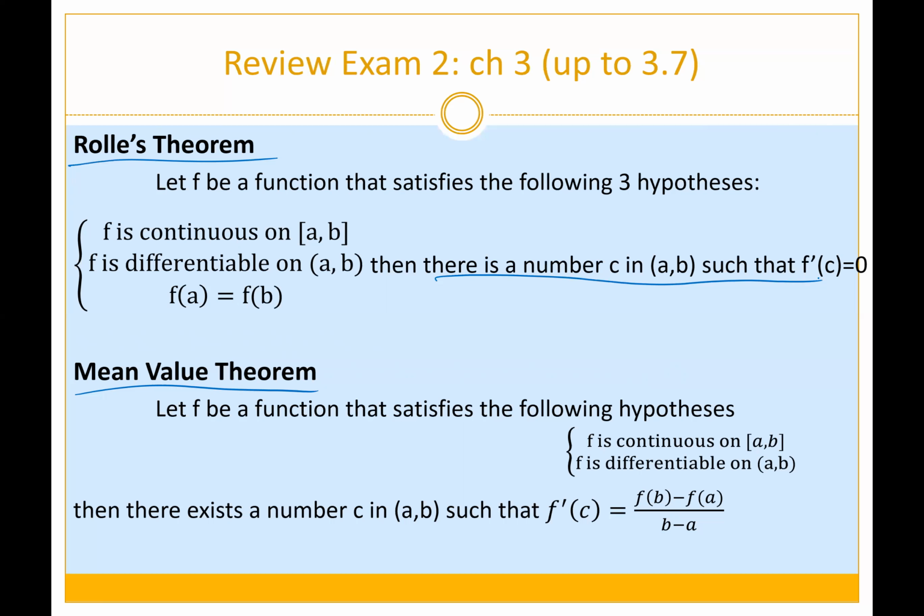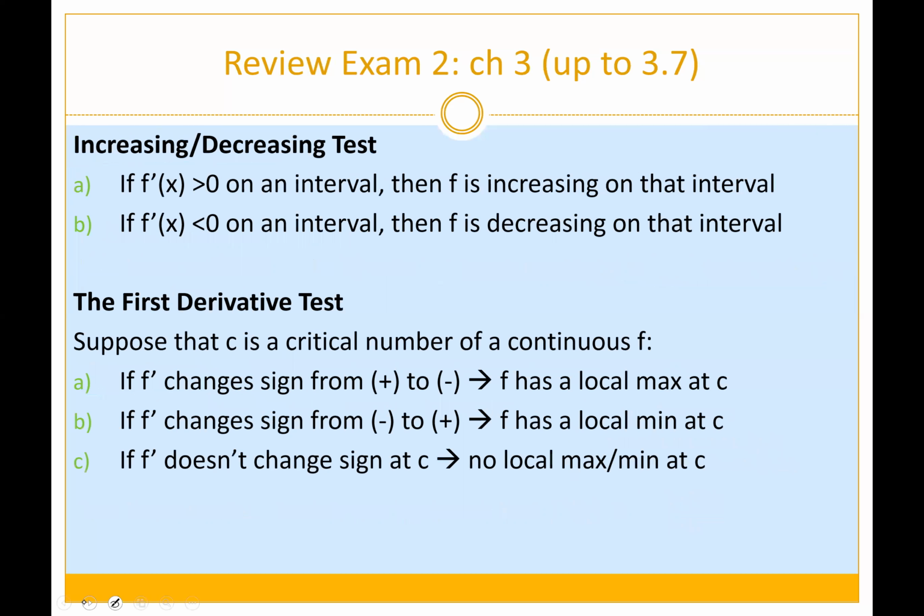You only need f to be continuous on the closed interval from a to b, and differentiable on the open interval from a to b. Then you say there exists a number c in between such that f prime of c is equal to f(b) minus f(a) divided by b minus a. And so in the case of Rolle's theorem, when f(a) equals f(b), then f prime of c equals 0. So that is the conclusion of the mean value theorem.